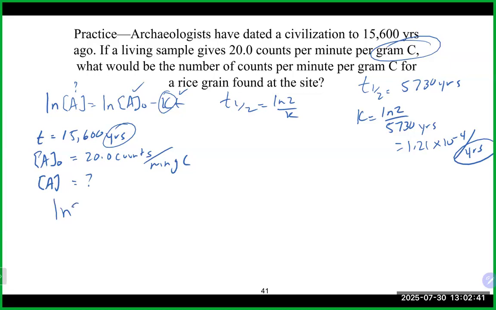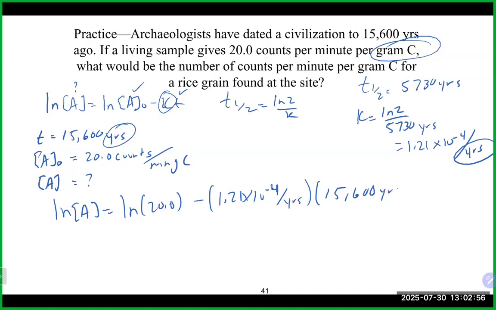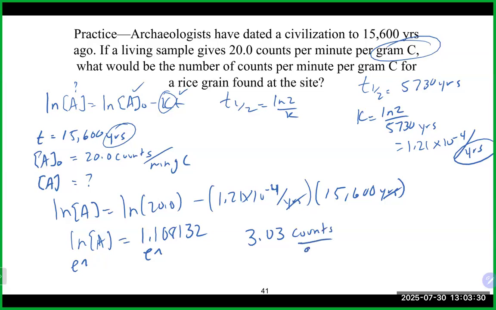Putting it in, natural log of A equals natural log of 20 minus 1.21 times 10 to the minus 4 reciprocal years, times our 15,600 years. Here again, the years are going to cancel. We will end up with the same units as the first one. Natural log of 20 minus 1.21 times 10 to the minus 4 times 15,600. Looks like we get a natural log of A equal to 1.108132. Exponentiating both sides, it looks like we'll end up with 3.03. Once again, as I mentioned before, counts per minute per gram of carbon would be our units.